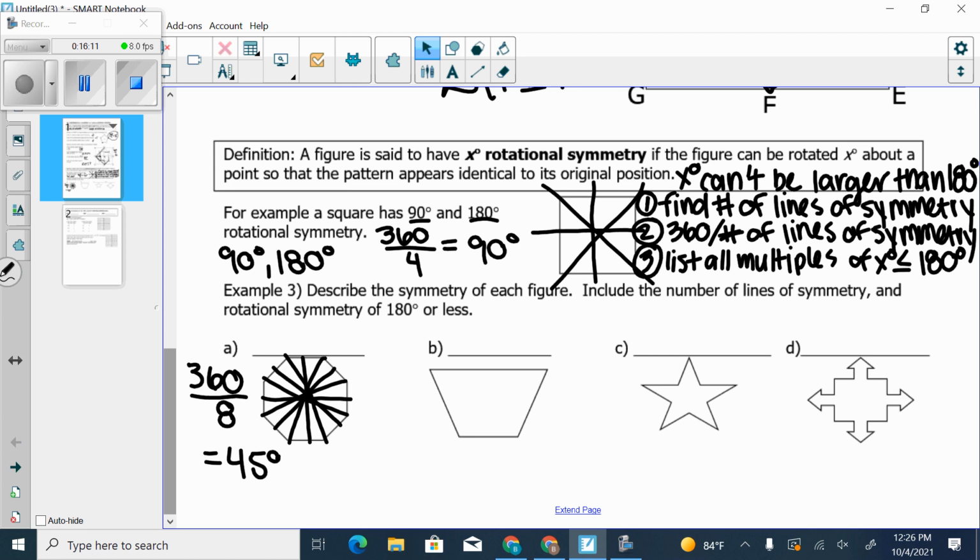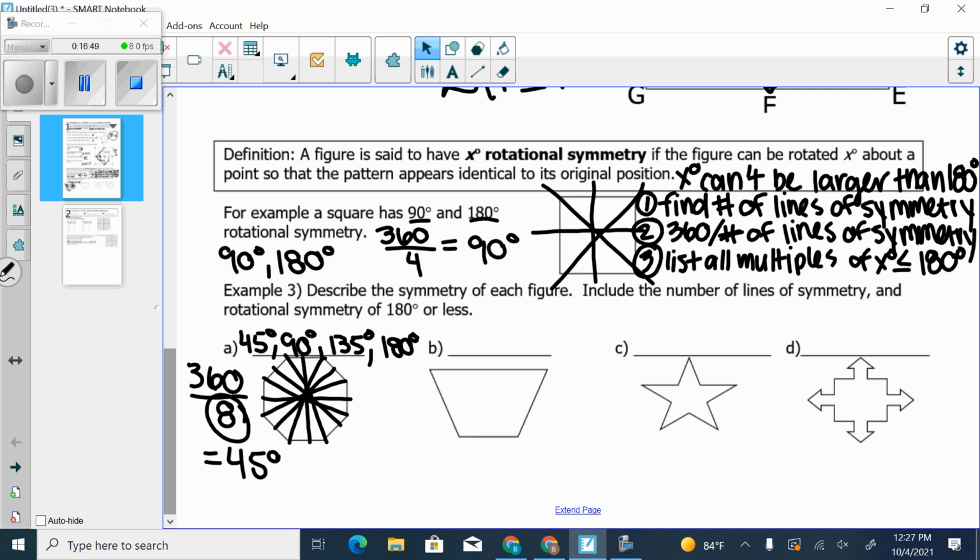So now we list all the multiples. Well, 45 times 1 is just 45, so that's our first one. Okay, what's 45 times 2? 90. And 45 times 3. Good. And 45 times 4, 180. And we could keep going, but would they be less than or equal to 180? No. So that's all the ones we list. Okay, so it wanted the number of lines of symmetry, which is what we got right here. And then we listed all of our rotational symmetries.